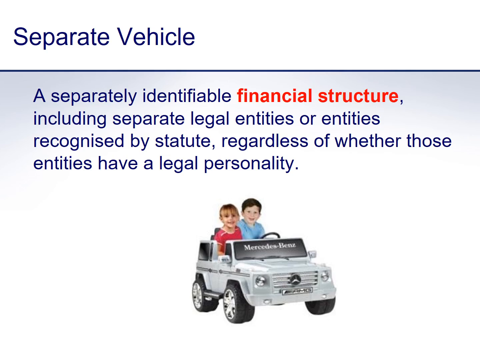A separate vehicle is explained as a separately identifiable financial structure that includes separate legal entities or entities recognized by statute, regardless of whether those entities have a legal personality. So if you are able to ring fence a portion of a business or an activity, that would typically give rise to a separate vehicle for purposes of this assessment. But then you need to ask, well, given the fact that I can ring fence certain aspects of or certain activities, do I still have rights to the assets and liabilities of those activities, or do I have rights simply to the net assets? That will determine whether I've got a joint operation or a joint venture.